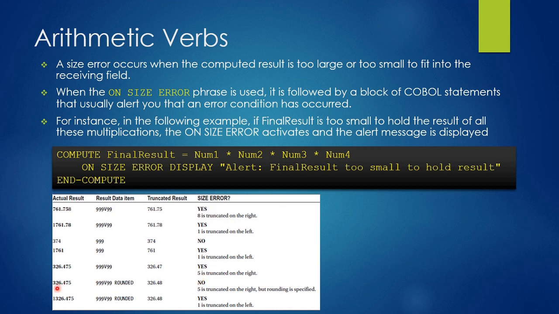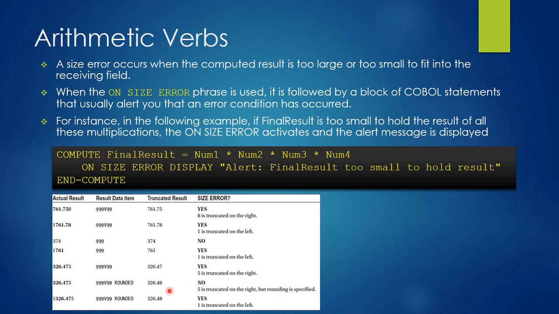Now in the next example, we have a value of 326.475 and our receiving variable is defined with PIC 999V99 with the ROUNDED phrase. In this case, rounding will happen and the value stored in the receiving variable will be 326.48. 75 will be rounded into 8. In this example, 5 is getting truncated. Since we have used the ROUNDED phrase, ON SIZE ERROR will not occur.